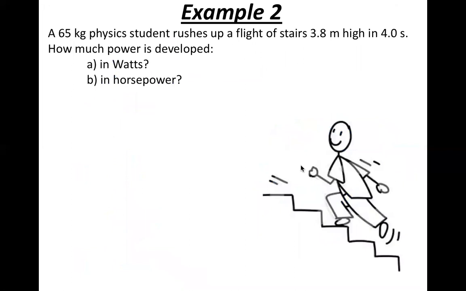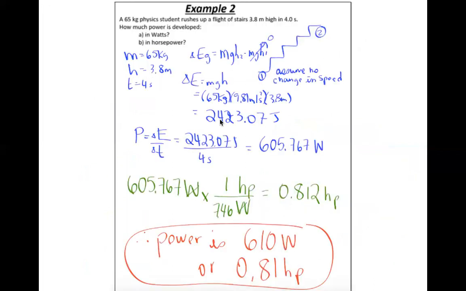Let's try another example. A 65 kilogram physics student rushes up a flight of stairs 3.8 meters high in 4 seconds. How much power is developed in watts and in horsepower? Okay, so first of all, power is the change in energy over time. Do we have time? Yes, it's given as 4 seconds. Do we have change in energy? Not directly, but we do have enough information to calculate the gain in gravitational potential.